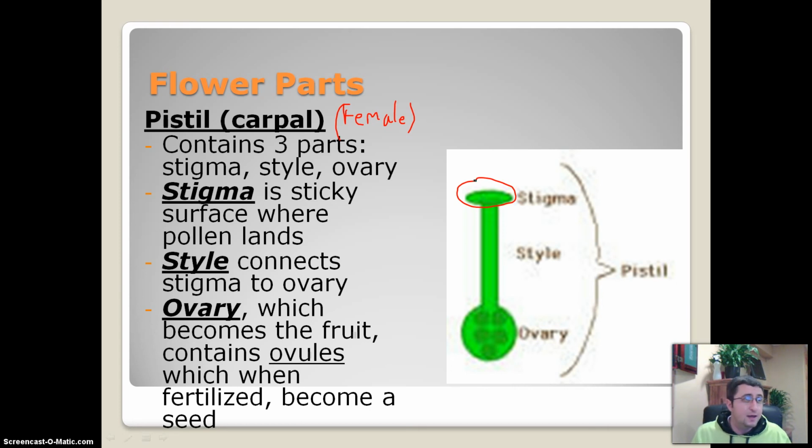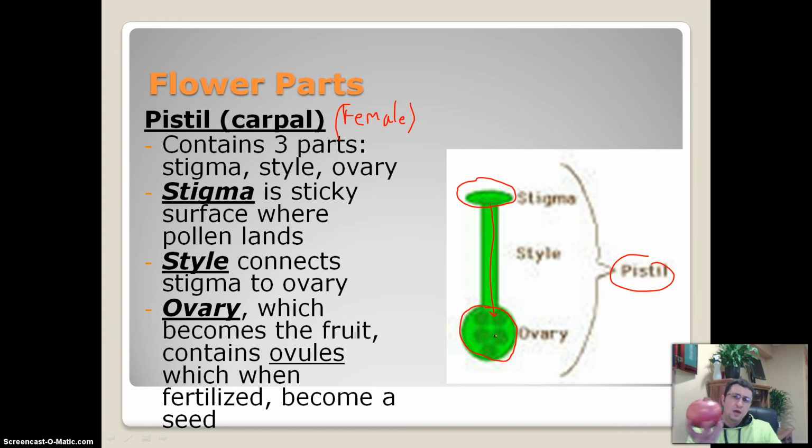Pollen will land on the stigma. The reason it's so sticky is to attract as much pollen as possible. And after that, the pollen will travel down through the style into the ovary. So we have three parts to the pistil: the stigma, the style, and the ovary. The style is like the long tube that pollen will pass through, and then the ovary is the portion that will contain all the eggs, and eventually those eggs can become seeds.